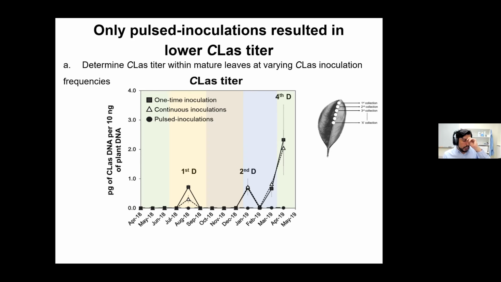I only used mature leaves in the case of the pulses inoculation. So the insect was exposed only to mature leaves. If we use the same ones over and over, it seems that the plant can respond. In the case of the one-time inoculation and continuous inoculation, the insect can reach all the tissues, the young and the mature. In the case of the pulses, they only reach the mature tissue.